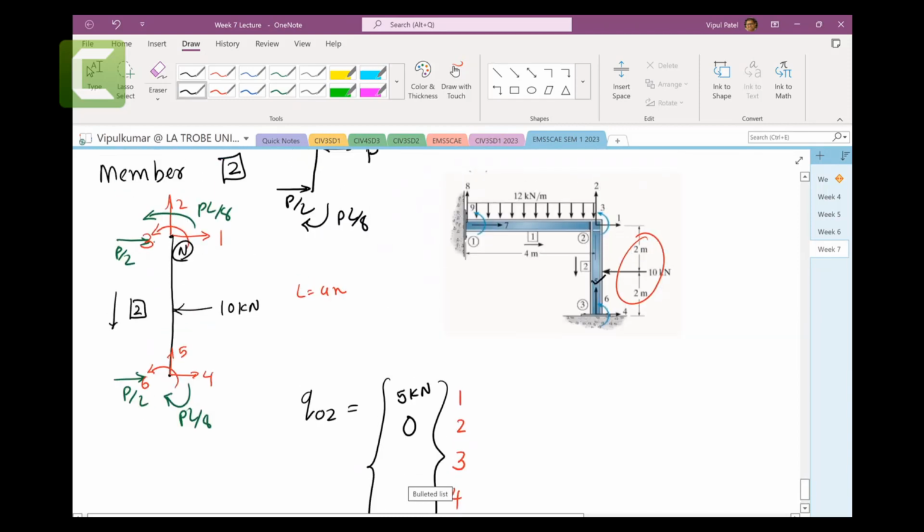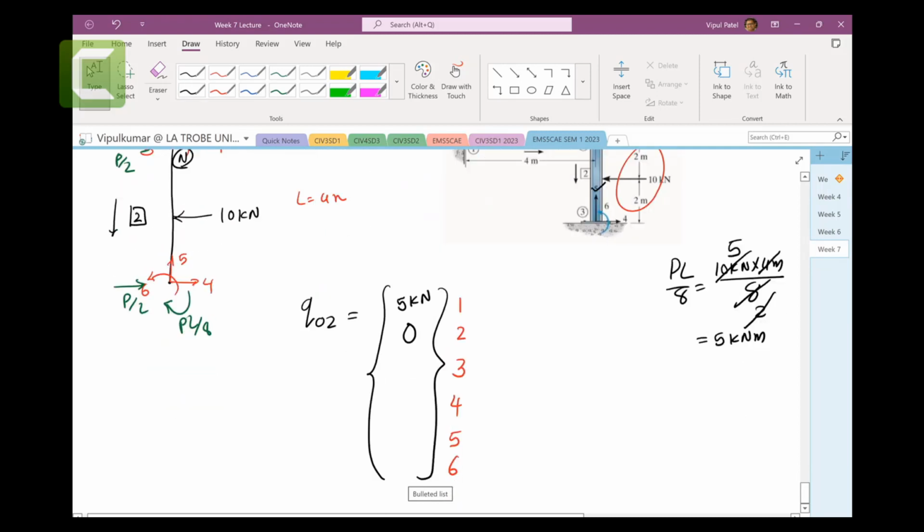Number 3 is going positive, PL on 8, which is 10 kilonewtons times 4 meters over 8. This cancels 2, this cancels 5 kilonewton meters. So number 3 is positive 5 kilonewton meters. Same thing here, number 4 is 5 kilonewtons. Number 5 is 0. This one is opposite, as you can see, so minus 5 kilonewton meters.